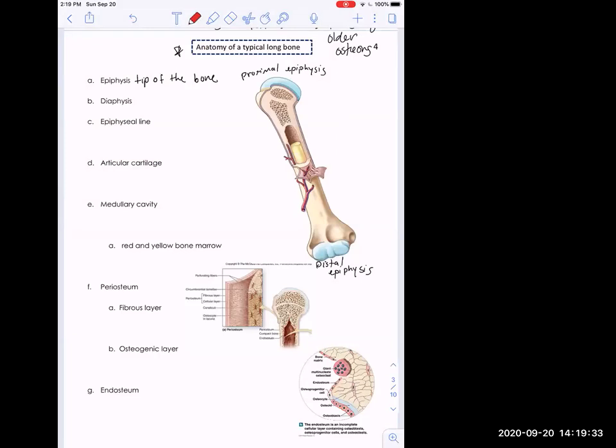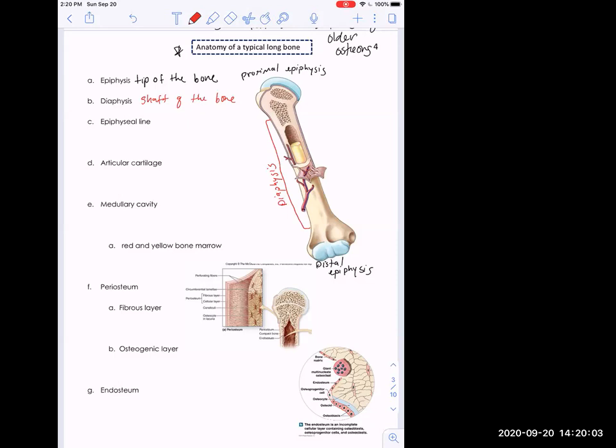The next structure is the diaphysis. This represents the shaft of the bone. Okay, the diaphysis is the region between the two epiphyses here. So if we kind of want to take a look here, this represents your diaphysis. This is the shaft of the bone there.